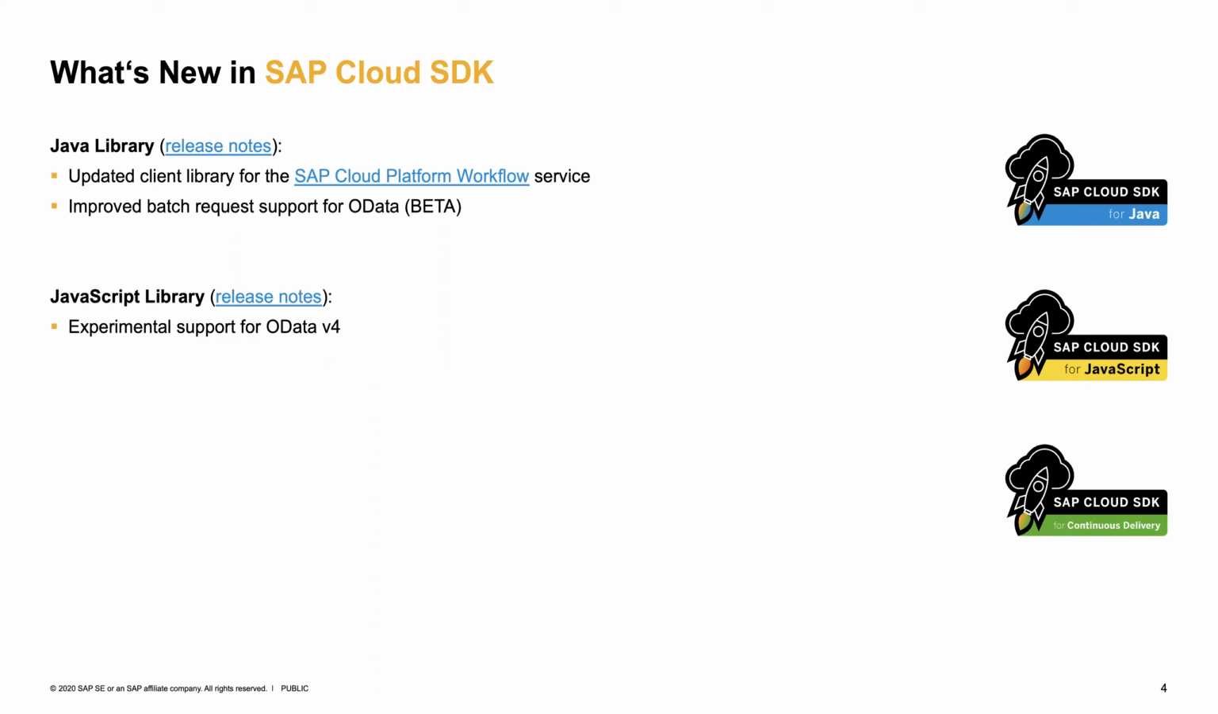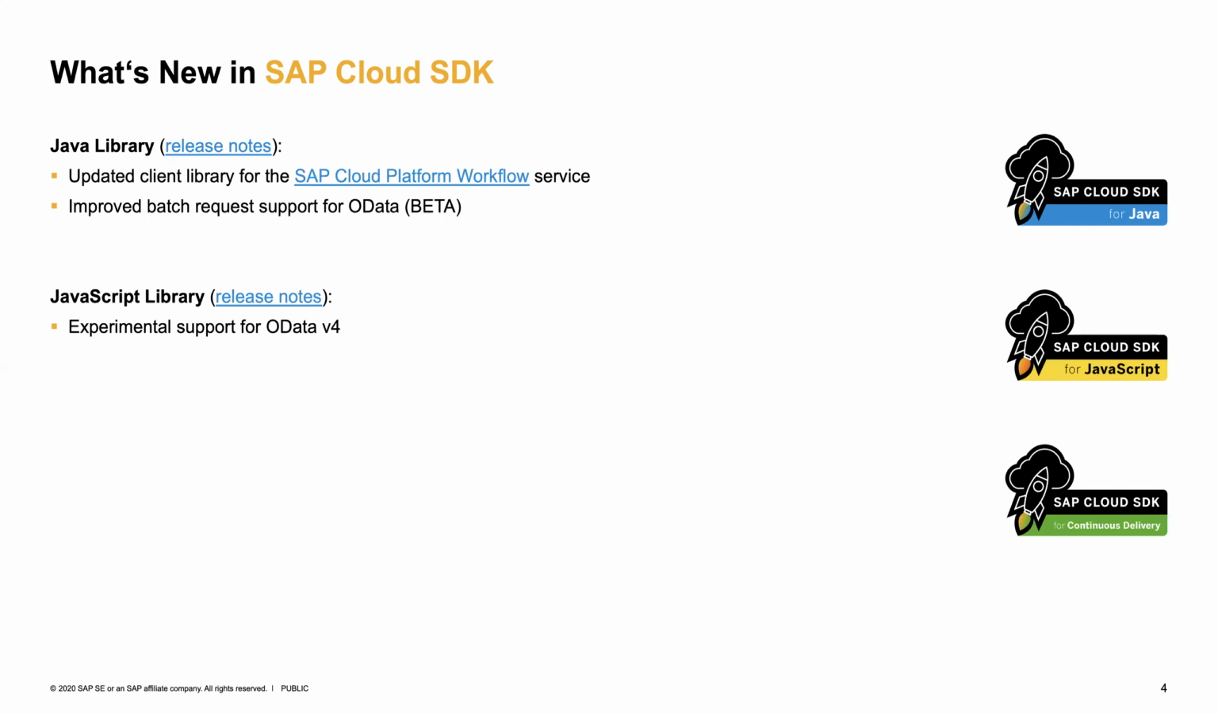On the JavaScript side, which is also today's topic, we have the experimental support for OData v4. The word experimental means that even though the API is already there, you should, of course, keep in mind that some things might change or be adjusted because, of course, we try to deliver the most convenient way for you to develop extensions and applications with our SDK.